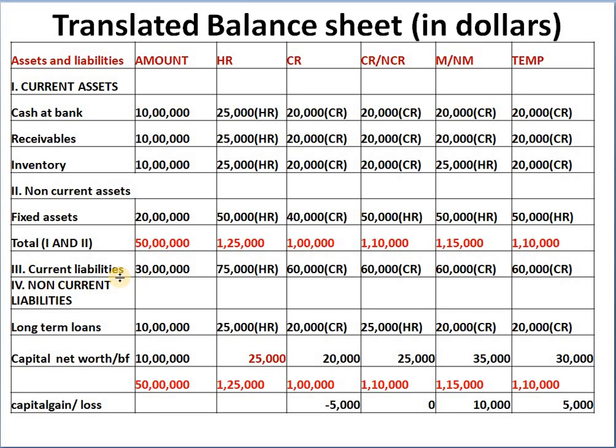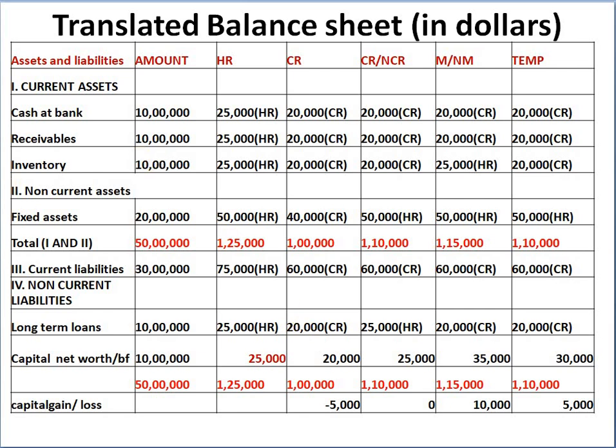Now come to the current liability. Current liability, in the balance sheet they have given directly current liability 30 lakh. Take the amount 30 lakh. Current liability under the historical rate method is recorded at the historical rate. That is 30 lakh divided by 40, you are going to get 75,000. 30 lakh divided by 50, you are going to get 60,000. Again divided by 50, 60,000, and again 60,000 for the remaining columns.